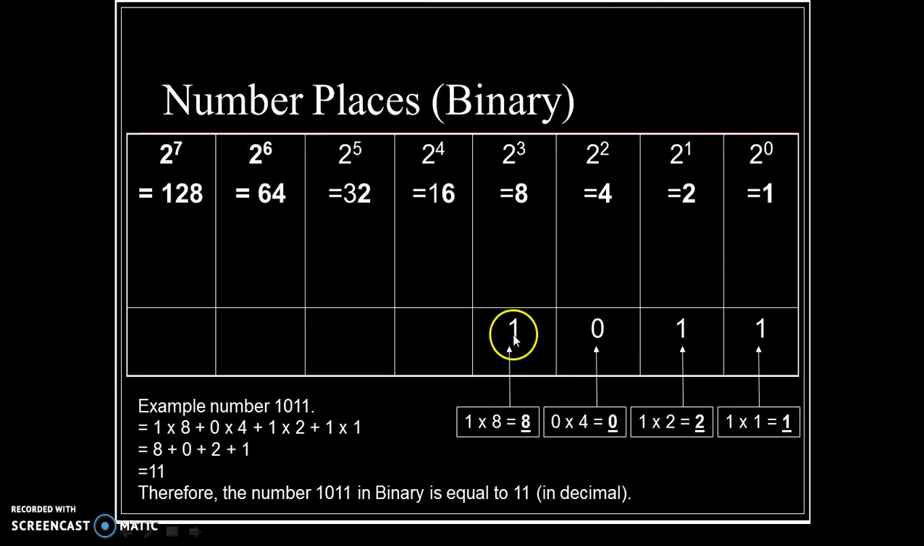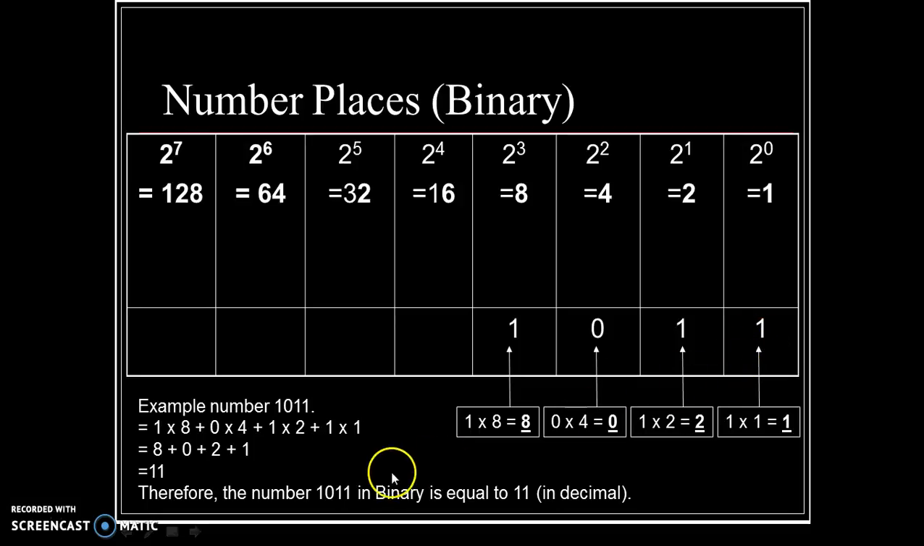So in a case where we have the binary number 1, 0, 1, 1, it's 1 times 2 to the 0, or 1 times 1, plus 1 times 2 to the 1, or 1 times 2 equals 2, plus 0 times 2 to the 2, or 0, plus 1 times 2 to the 3, or 8. 1 times 8 equals 8. And this is our number 1011.